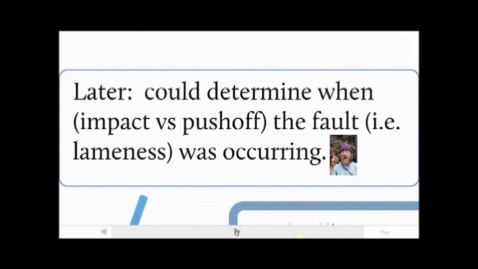Later, we determined that using this fault detection approach, not only could we measure the amplitude or severity of the perturbation, in other words, the lameness, but that by analyzing the shape of the components of the signals, or more specifically by measuring the phase differences or the timing differences between the components, we could determine when the fault, in other words, the lameness, was occurring during the stride cycle. Was it perturbing the normal vertical movement signal during the first part of stance? In other words, was it an impact lameness, or was it occurring during the second part of stance? In other words, was it a push-off or lack of impulsion lameness?